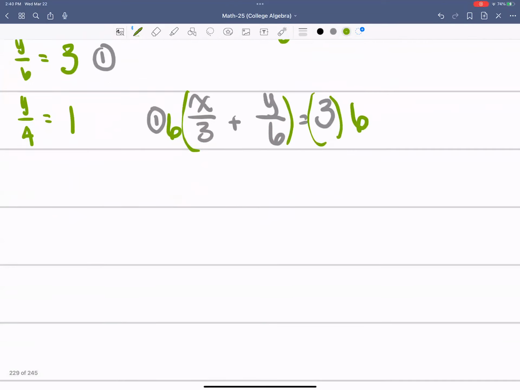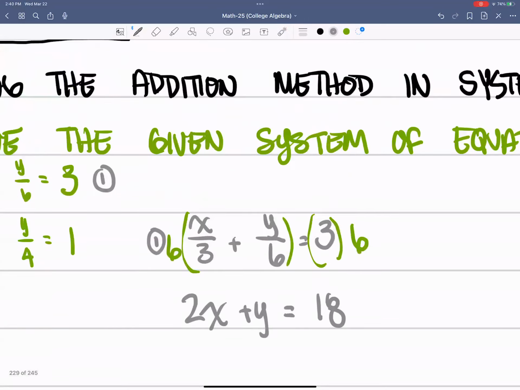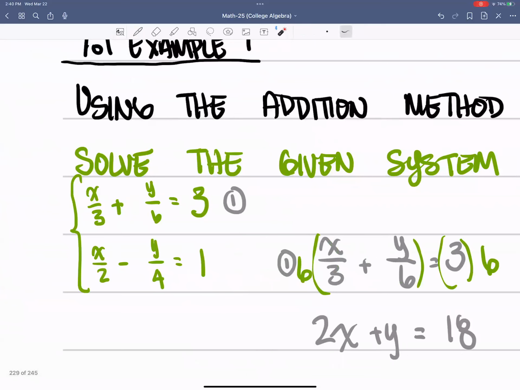So multiplying by 6, we have 6 divided by 3. 6 goes into 3 2 times, so we end up with 2x here. And over here, 6 goes into 6 one time, so we're just left with plus y. Over here, what we do to one side, we also do to the other. So we have 6 times 3 is 18. So we've done that to the first equation. Let's work on the second equation.